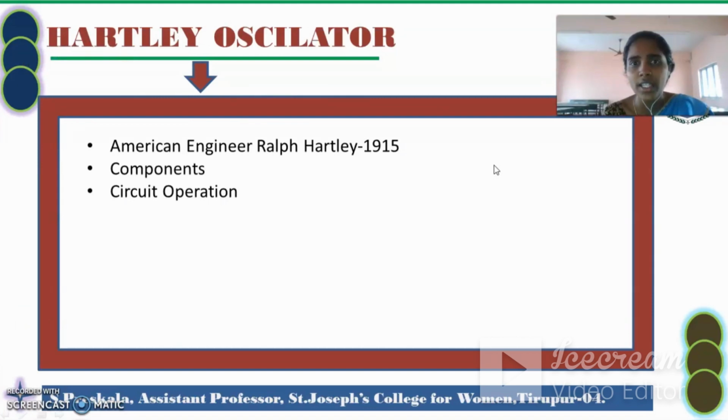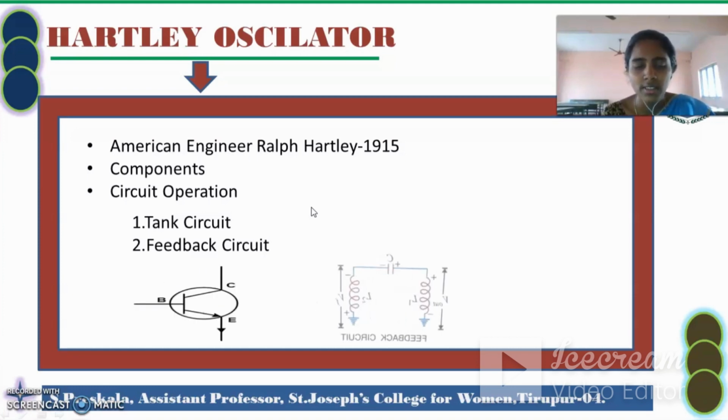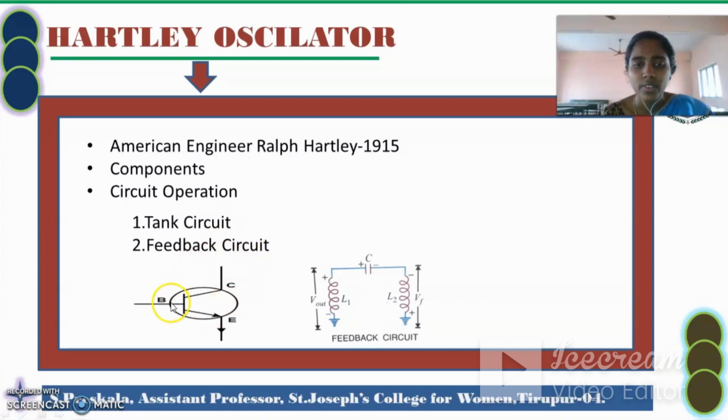And Hartley oscillator is an oscillator. It was produced by American engineer Ralph Hartley in the year of 1915. The components of Hartley oscillators are potential divider, power supply, transistor, tank circuit, coupling capacitor, etc. Circuit operation of this Hartley oscillator is fully based on two circuits, that are tank circuit and feedback circuit. This is a transistor and this one is a feedback circuit.